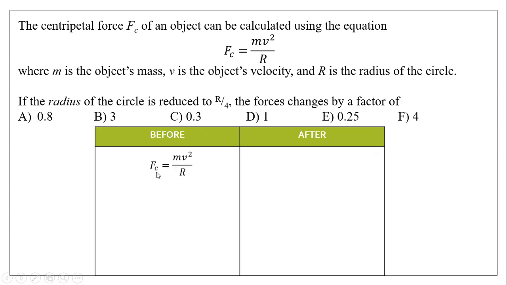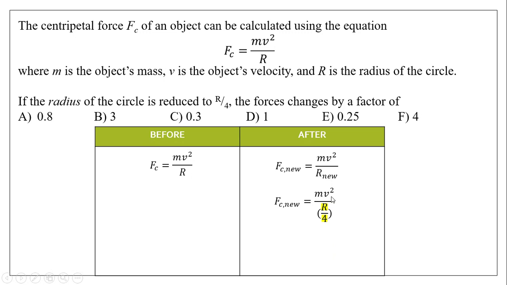Right away, I'm just going to use F_C is equal to mv squared over r, and then on the right side, I have F_C new, which is equal to mv squared over r new. Now, the v stays the same because it didn't say anything about v changing. It says if the radius of the circle is reduced to r over 4. The mass hasn't changed. The speed hasn't changed. The only thing that did change, according to the statement, is this radius on the bottom. Hence, I just call this r new. I'm just going to listen to the statement and replace it with what it needs to be.